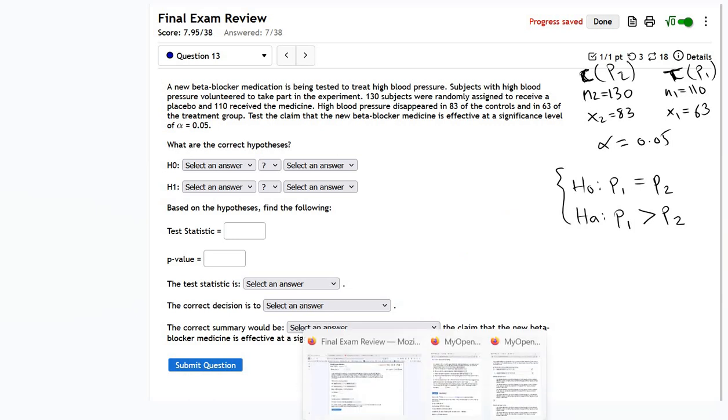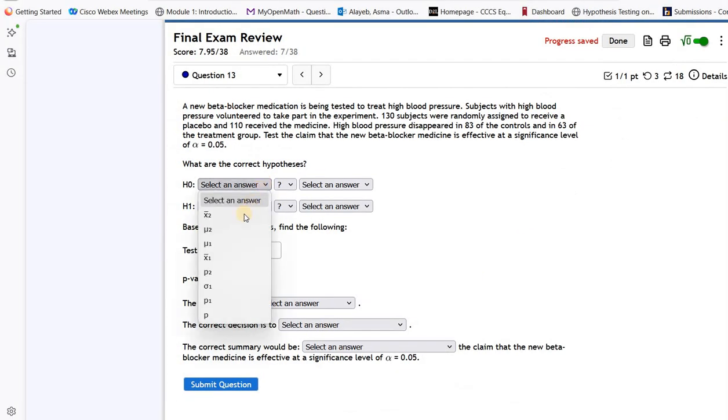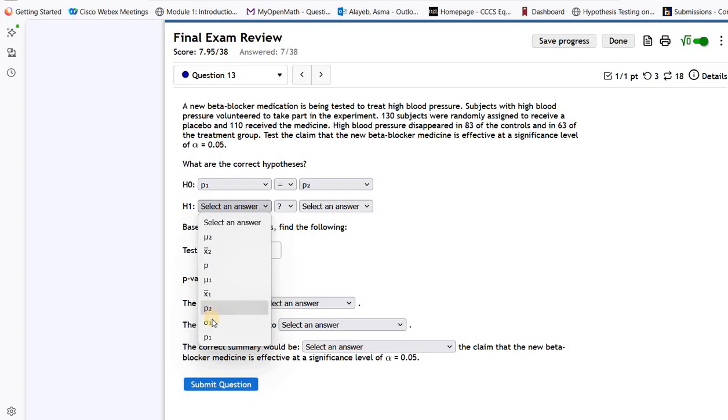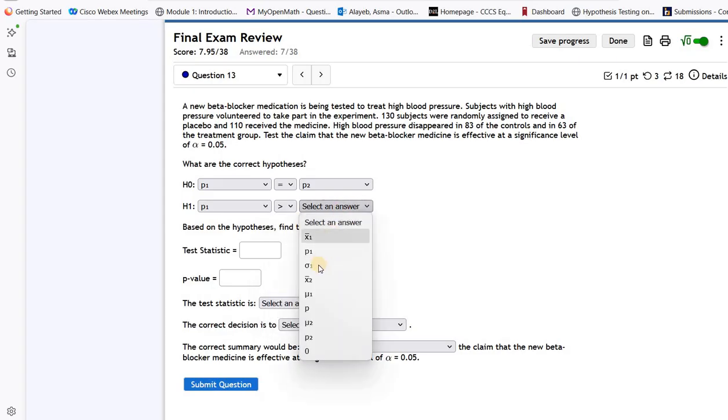So let's go ahead first and put these options there. So we have P1 is the same as P2, that is the null, which is a statement of equality. And then we are testing if the treatment is effective. So P1 is greater than P2. That is, the proportion of the patients in the treatment group who have their blood pressure disappeared is greater than the proportion in the placebo or the control group.